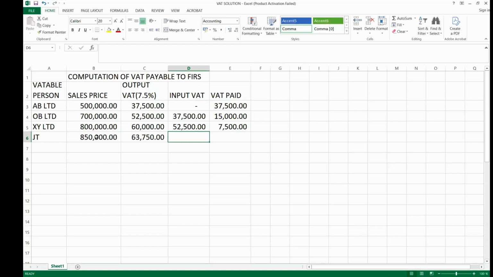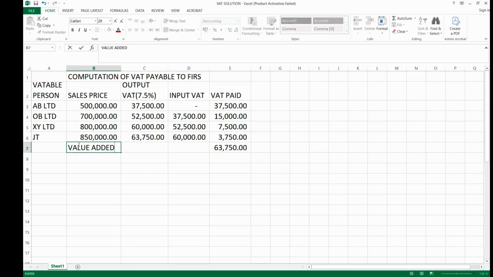This same product bought at 850,000, JT has suffered VAT of 60,000 input VAT. It will now become input VAT to JT. So VAT payable will now be 63,750 minus 60,000, which is 3,750. The final consumer has nowhere to transfer it because they are the ones who are going to consume it. So this total amount is the VAT payable on this transaction, and it is what is going to be paid to the Federal Inland Revenue Service.